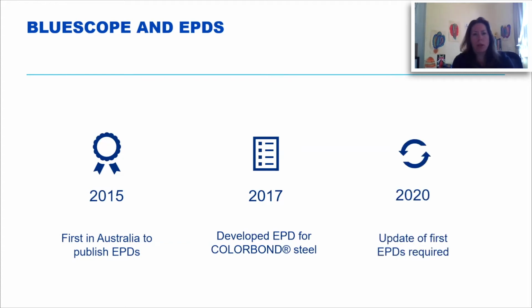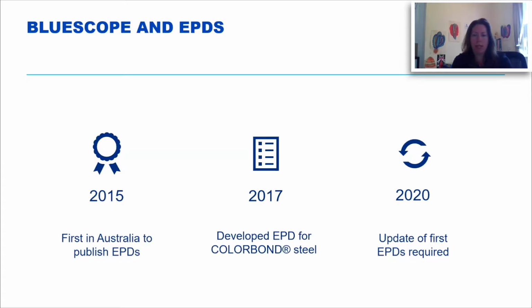And then, as you're probably all aware, EPDs have a 5-year life maximum, and so they have to be updated within that 5-year period. And so last year, we began that process. In fact, we began it in 2019, and we republished those first 3 EPDs at the end of last year. The new standard actually came in as we were in the process of updating, so we had to make a decision kind of mid-update as to whether we would adopt it or not. And so this next slide kind of takes you through our thinking.